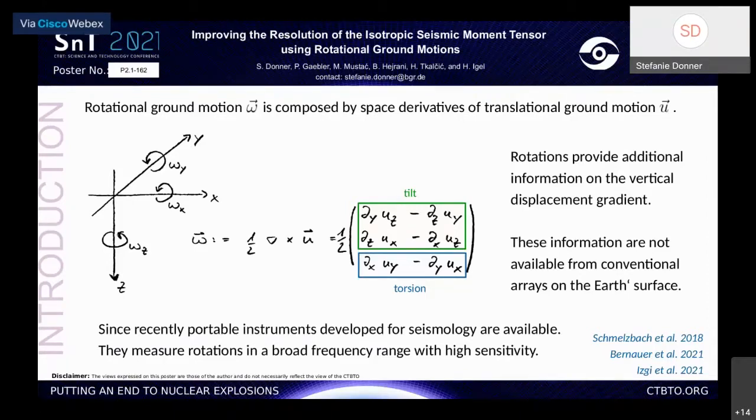So they are composed of space derivatives of translational ground motion u, and the horizontal components of rotation are the already well-known tilt components, and the vertical one is the torsion. So rotation brings additional information on a vertical displacement gradient, and this is information which is usually not available from translational measurements. And they have a very high potential to bring more resolution to the seismic moment tensors.